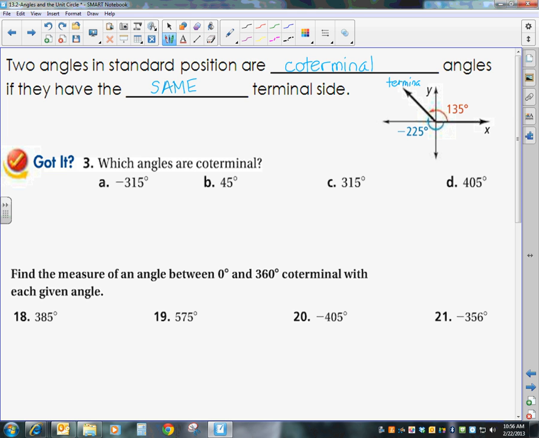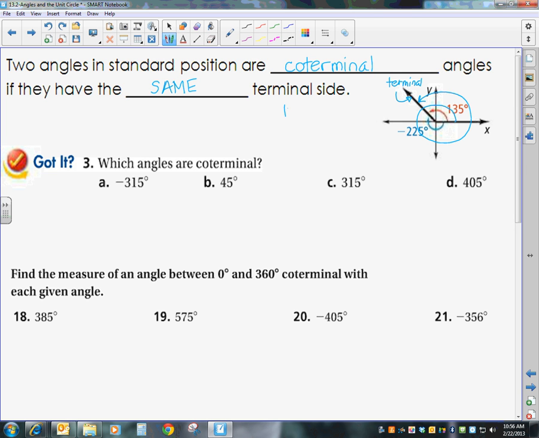That's my terminal side right there. Okay? And if I went in the negative direction, that would be 225 degrees. So I could also start at 0, go all the way around, but whatever I do, I have to stop at that same terminal side.